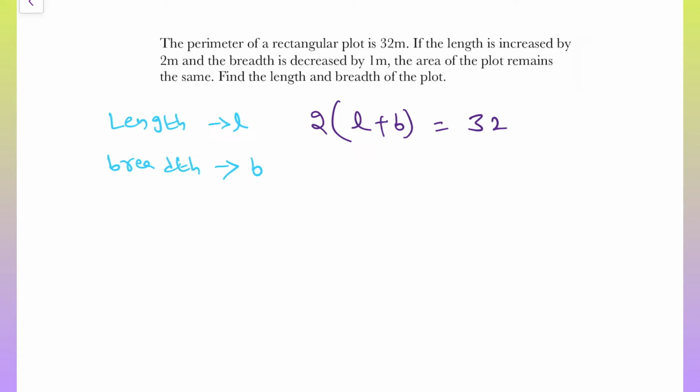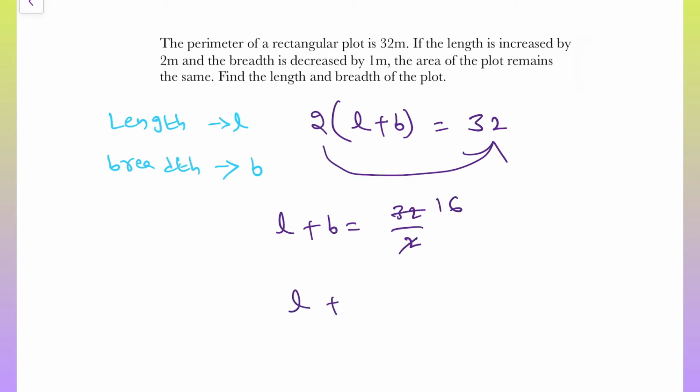Now take 2 to the right side. Here it is multiplication; if we take it to the other side, it becomes division. Then L plus B is equal to 32 divided by 2. 2 ones are 2, 2 sixteens are 32. So the first equation is L plus B equals 16.